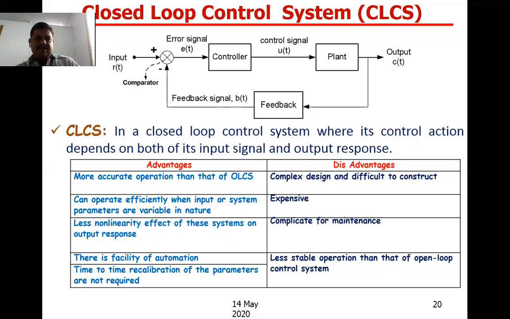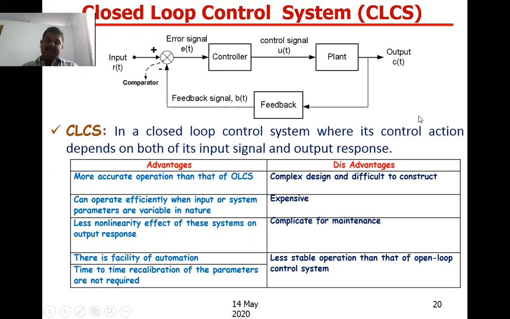The comparator compares the feedback signal and the input signal. In the previous case, the open loop system depends only on the input R of t, which is directly given to the controller. But here in the closed loop system, the output and input are compared, which produces the error signal. The error signal is given to the controller, whereas in the previous case the input is directly given to the controller.